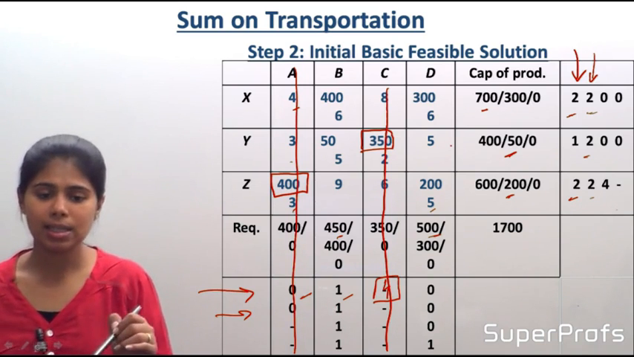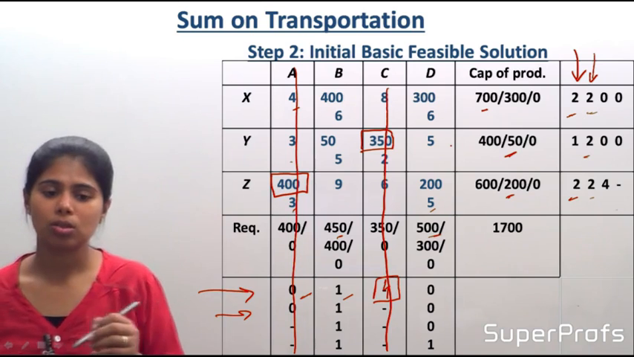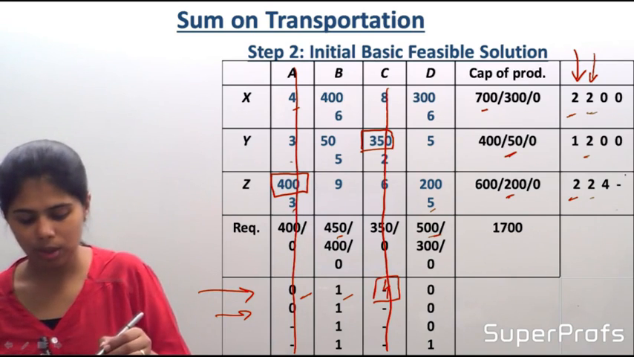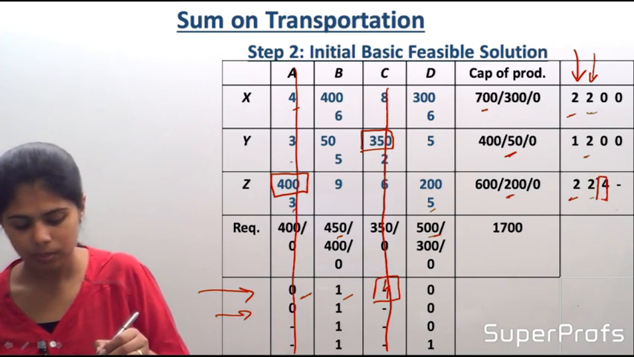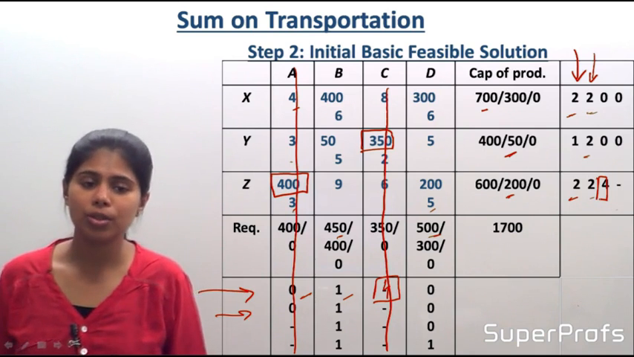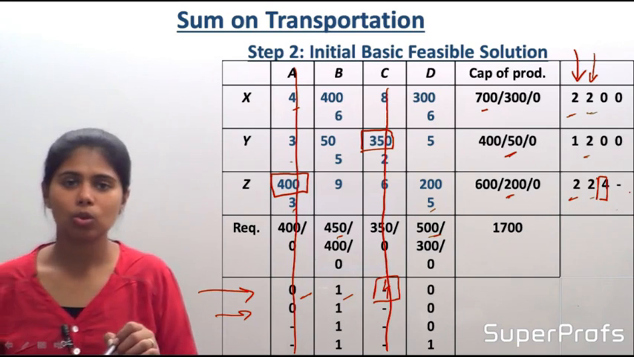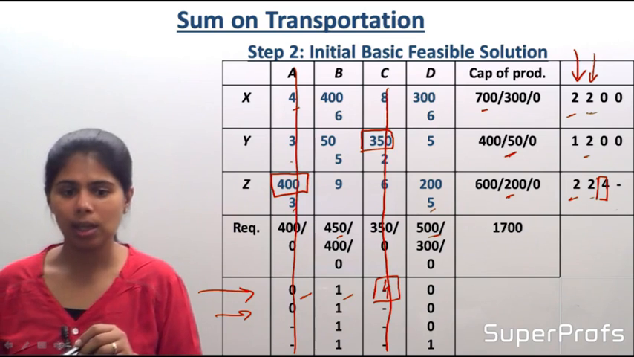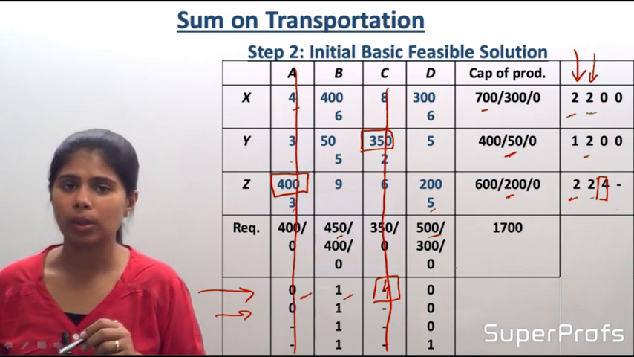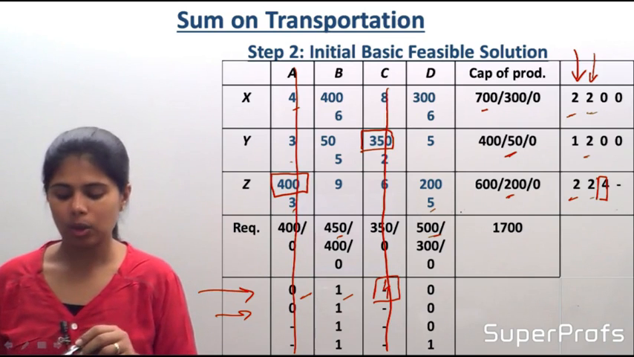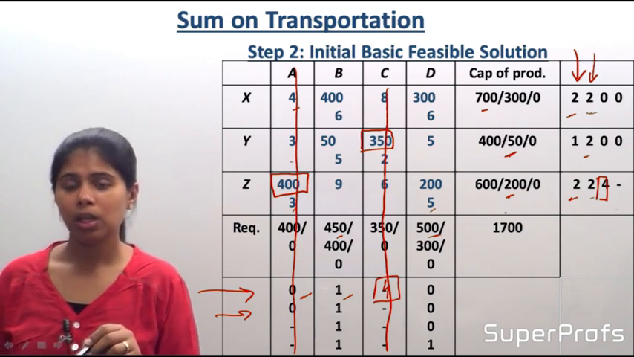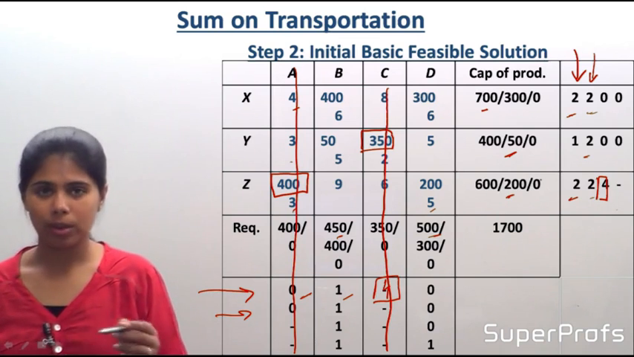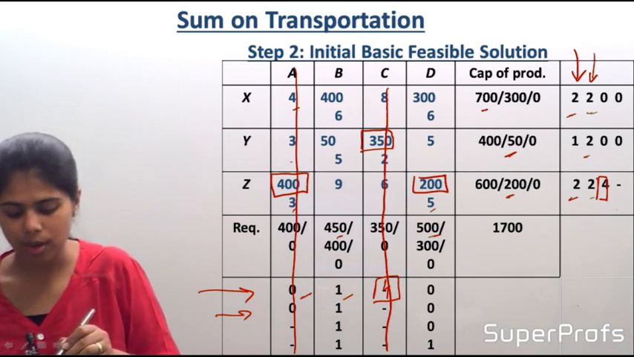Now what is the highest number in this round of differences? The third row difference, so the highest number is again 4. So this is the row that I will be considering, row Z. I have to see which is the least cost cell. 5 is the least cost cell out of 5 and 9, and I have to see how much I can allocate maximum over here. The maximum that I can allocate is 200 because here I have an availability of 200. However, the requirement was 500, but I can allocate only 200. So I allocate 200 over here.